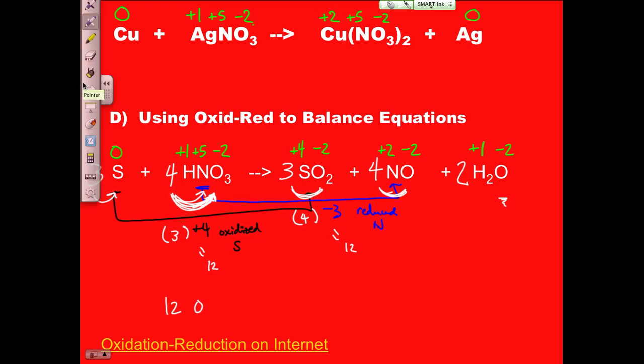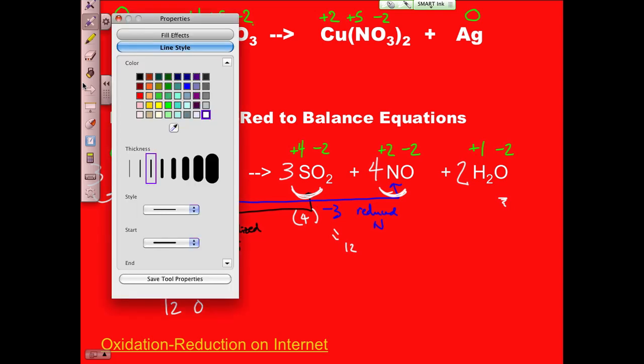Let me grab a different color here. What would be a good color? I'd say red. Yellow? Red's not going to be too good, Atencio.